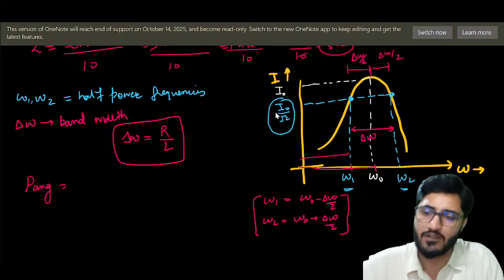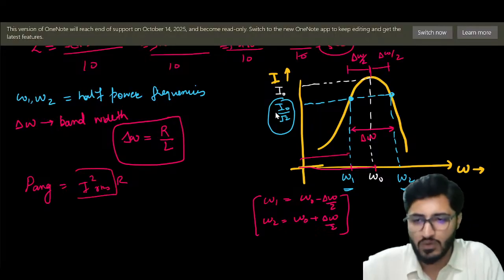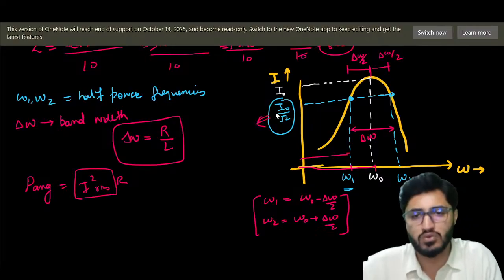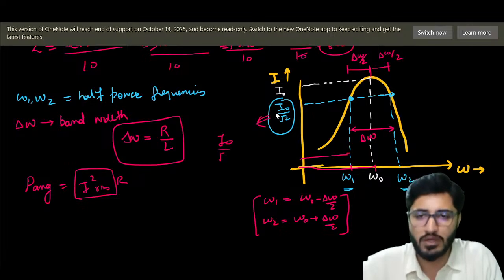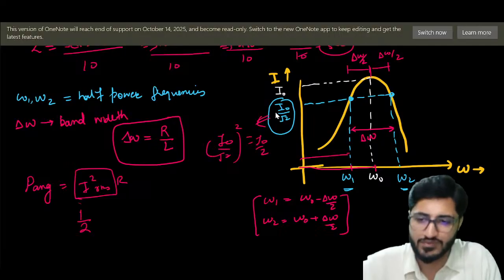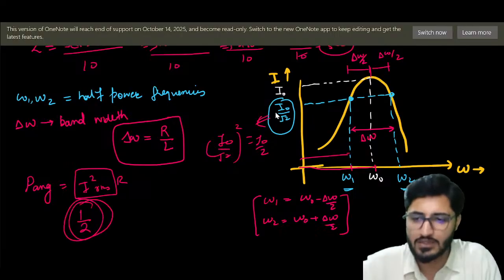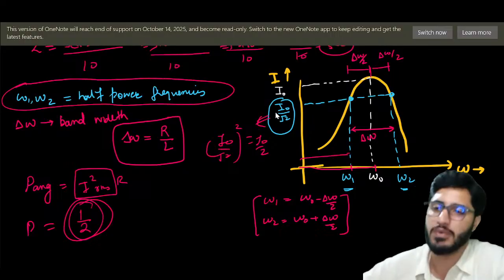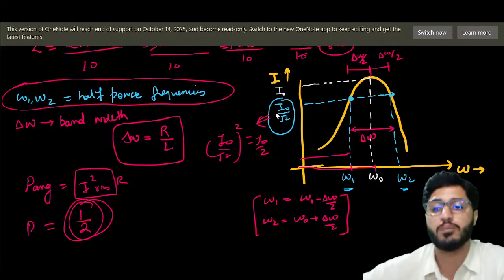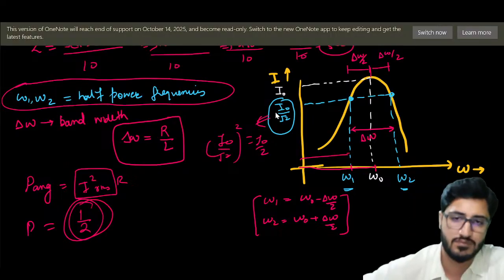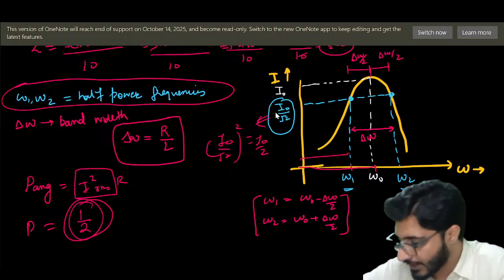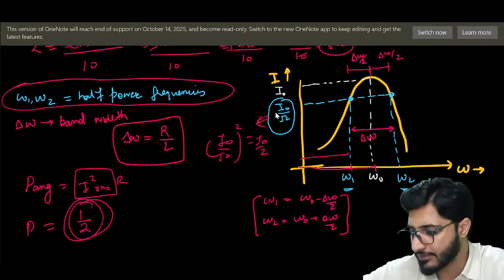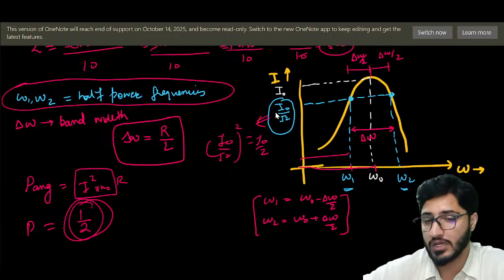And do you know what is P average? How will you say that it is half power, right? P average is I square RMS R. Look now, if your current becomes I naught by root 2, what is the square of it? Sir, it is I naught by root 2 square. You will get I naught square by 2. So if you are squaring it, you will get 1 by 2, right? This is half power. That's why you get half power frequencies. At this particular width, that means omega 1 and omega 2, you will get your power as half. That's why they are known as half power frequencies. I know that my video is getting stuck, but there is some network issue today.